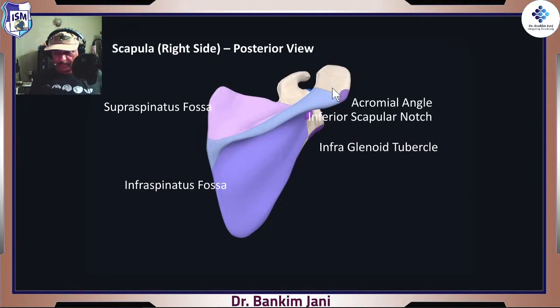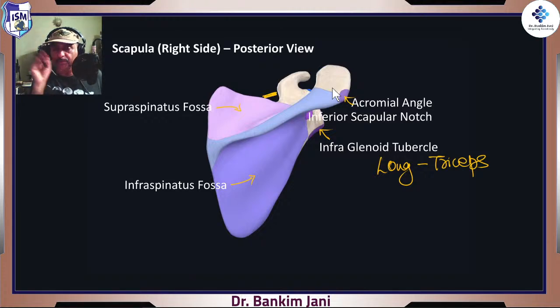So here, as we are watching posterior, things become much clearer now. That's the acromial angle which we are talking about. This is the infraglenoid tubercle, and that infraglenoid tubercle will be giving connectivity to that long head. Triceps. Sorry, the infraspinatus and the supraspinatus. Now see, there is the inferior scapular notch. The superior is seen so clearly. Right? The superior is seen so clearly.